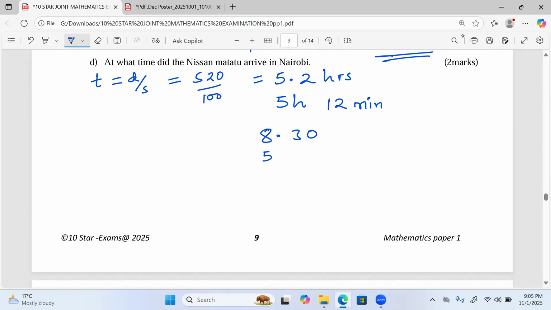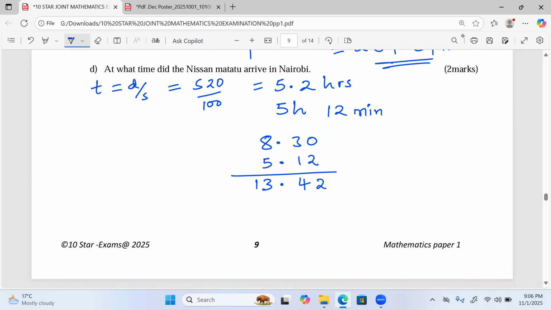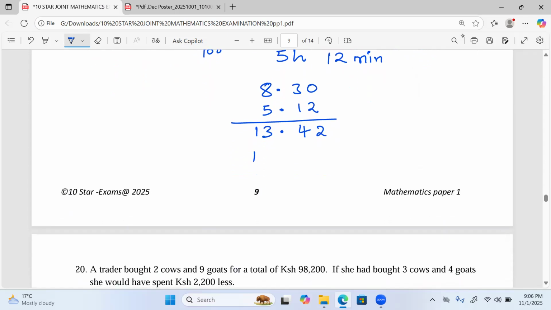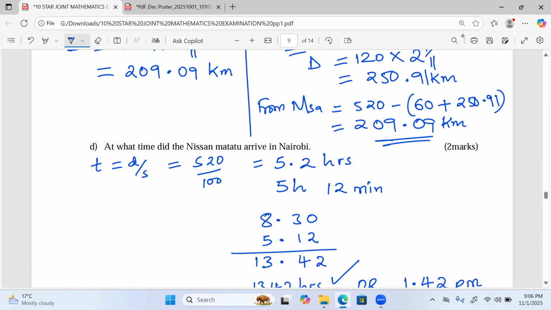So can we talk about now all the way from 8:30? Then we are adding 5 hours, 12 minutes. This will be 42. This shall be 13. So the time the Nissan Matatu arrived in Nairobi is 13:42 hours. That is in the 24-hour clock system, or the time can be stated as 1:42 p.m. the same day. So that is how we handle the question.